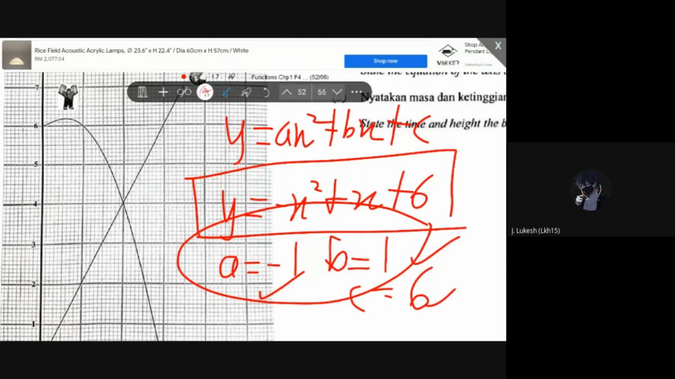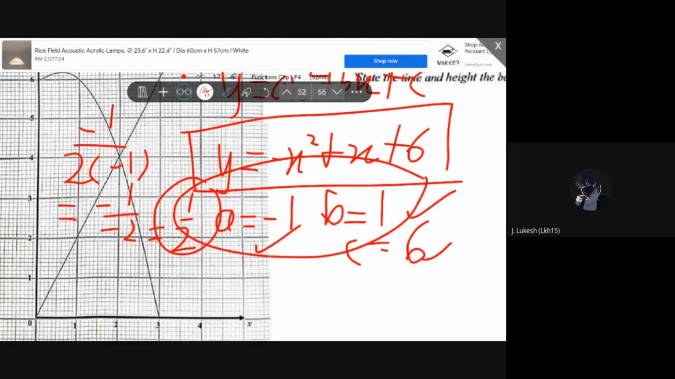Wait, some people say negative. Let me count. This one must be careful. Negative B over 2A. I pun kena congak kat sini. Negative B over 2A. 1 per 2 jawapan dia. Bukan negatif. Sebab negatif bagi dengan negatif. Be careful for those who say negative 1 over 2. Because it's negative 1 over negative 2. Oh, wow. Ada juga case macam ni. Bagus lah. Wow. Okay. So, this is 1 over 2. This is the answer. Okay.